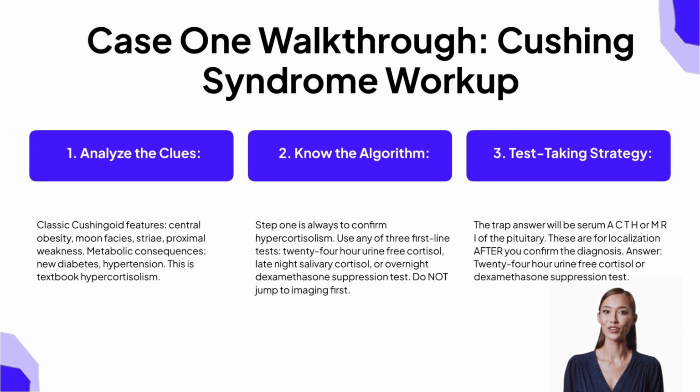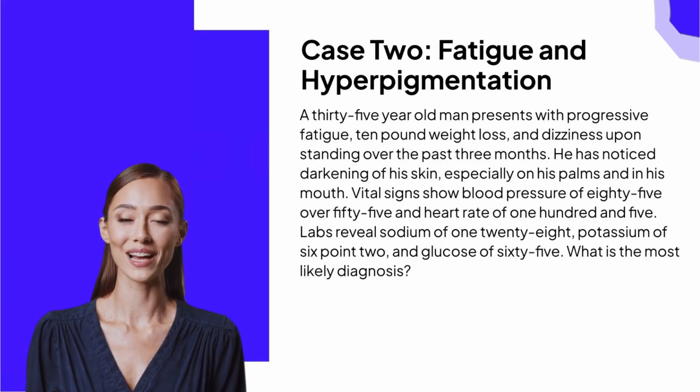If you pick them, you are jumping ahead in the algorithm, and that is a wrong answer. Remember, confirm first, localize second. This principle applies to many endocrine disorders, not just Cushing syndrome. This stem is packed with clues. Let us identify them systematically.